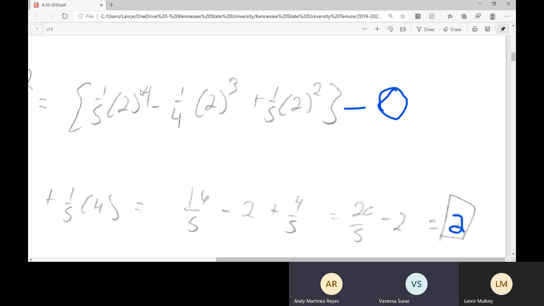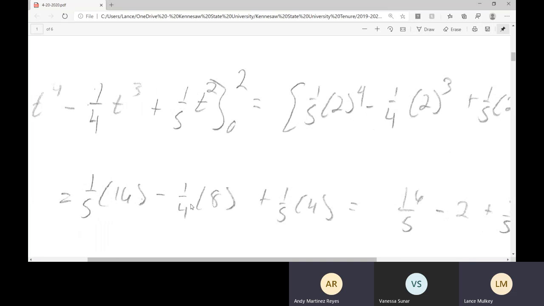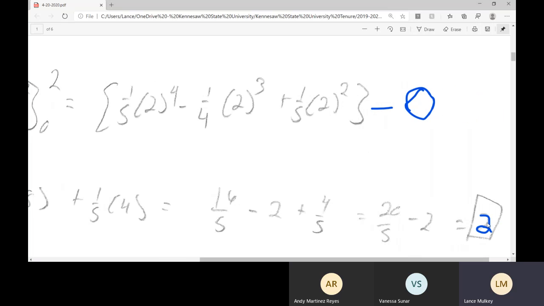And I was working on that. So this is 4, 8, and 16. So you get 16 over 5 minus 8 over 4, which is 2, plus 4 over 5. So 16 plus 4 equals 20 over 5. And then 4 minus 2 is 2, because this equals 4.